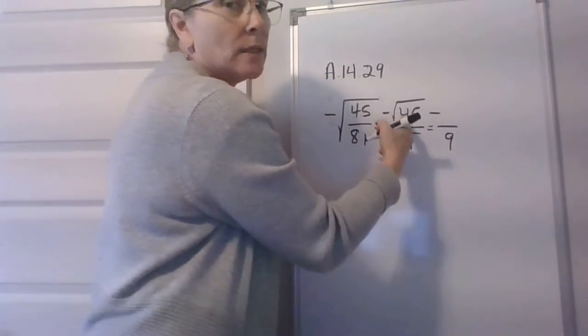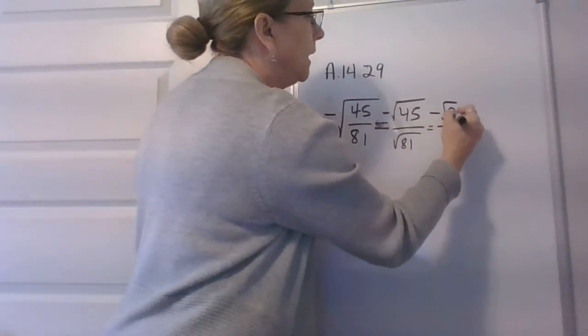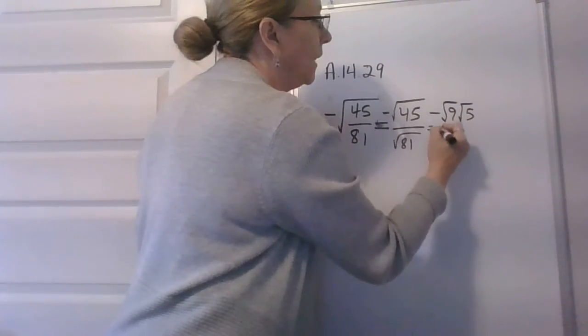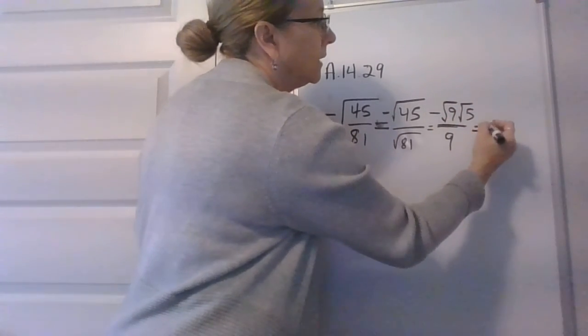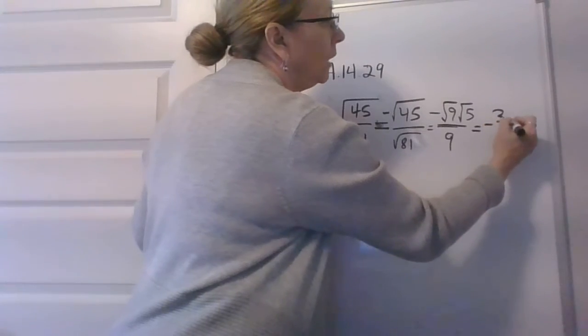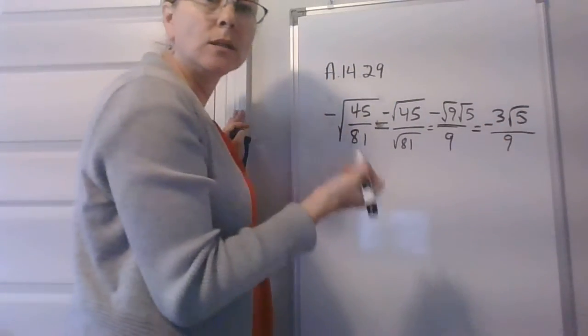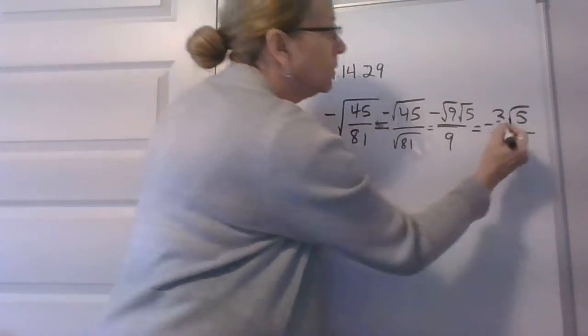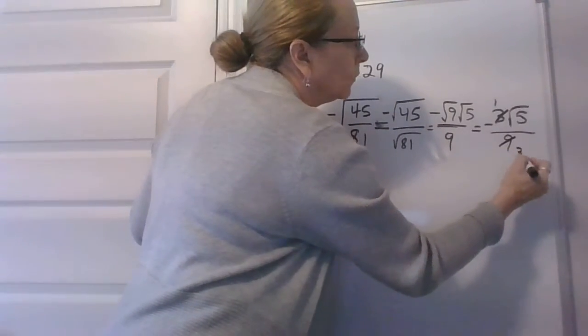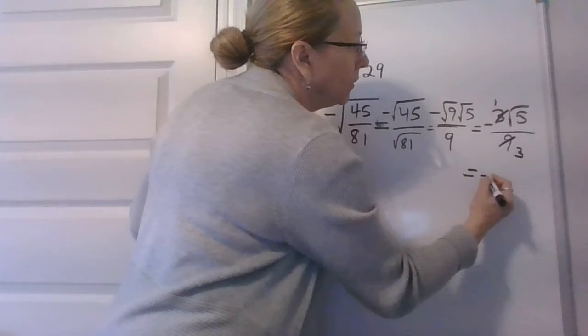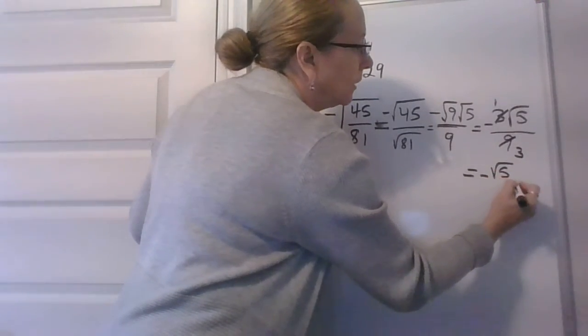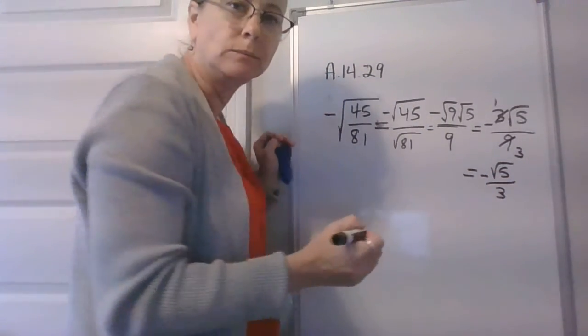And then we can break this down into the square root of 9 times the square root of 5, simplifying that. So we get -3 root 5 over 9. And as you can see, 3 over 9 needs to be reduced to 1 over 3. So our final answer, -root 5 over 3.